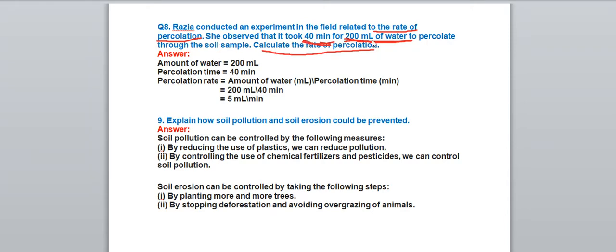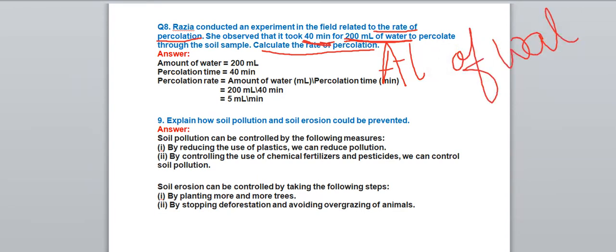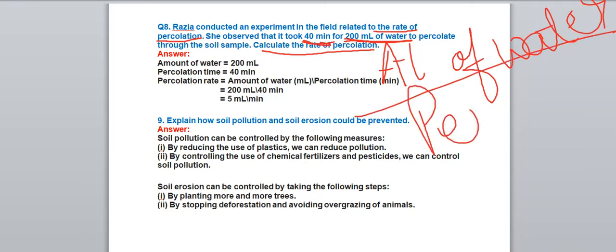So what are the data which are given in the question that we have to write first? Amount of water is 200 ml, that you have to write. Next, percolation time is 40 minutes. 40 minutes it took to percolate the water. Next, we have to calculate the rate of percolation. That you will write as percolation rate, or you can write rate of percolation. What is the formula for that? Rate of percolation is equal to amount of water divided by percolation time.